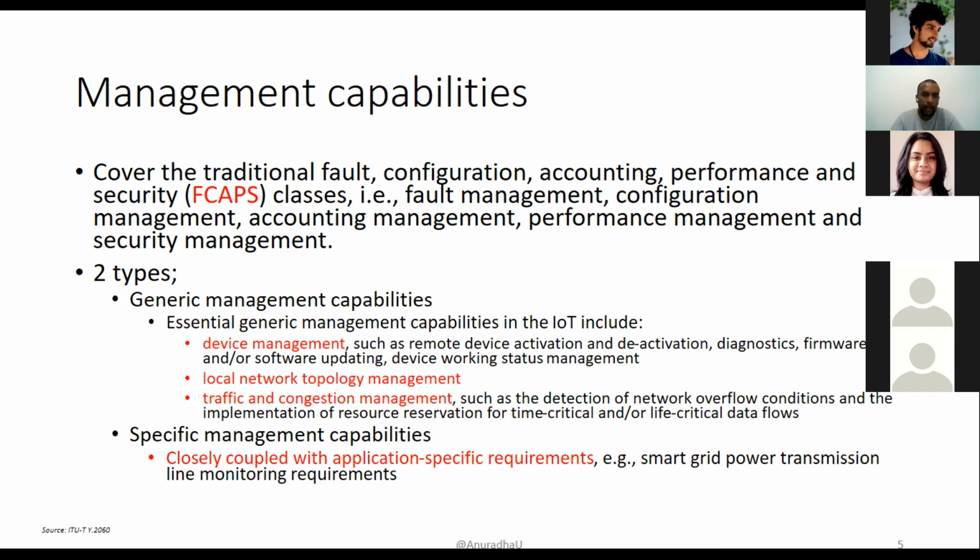And again, as I mentioned, management capabilities handle two different areas: generic management capabilities, which are applicable to a generic definition of an IoT platform or IoT capability, and specific capabilities, which include specific requirements. For example, the standard refers to something like a smart grid power transmission line monitoring requirement, which is not a generic management capability but a very specific one. But generally you would find things like device management, local network topology management, and traffic and congestion management in any generic IoT architecture or platform.